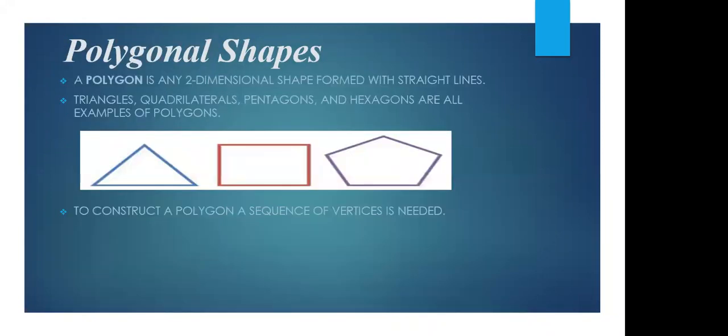Okay. Then the next part is polygonal shapes. A polygonal shape is any two-dimensional shape formed with straight lines. Triangles, quadrilaterals, pentagons, hexagons, decagons are all examples of polygons. To construct a polygon, a sequence of vertices is needed. This is only a two-dimensional shape. That means it contains only x and y coordinates. For example, we can draw this triangle on the xy plane.